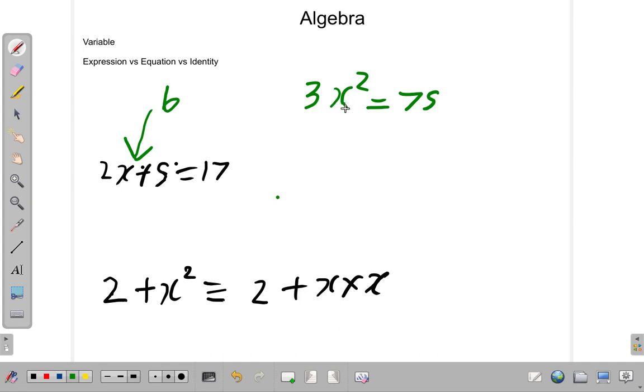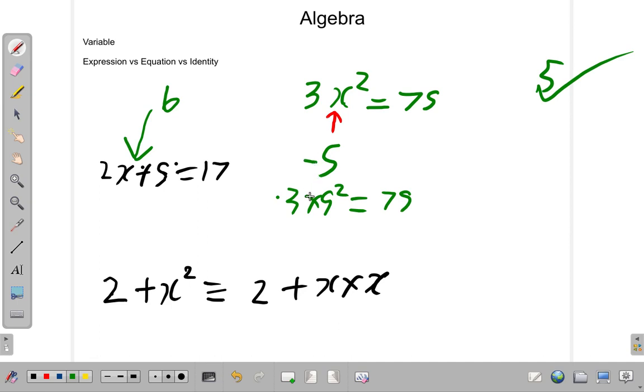Suppose we put 5 for x. Try 5. Would it work? Let me see. 3 times 5 squared is equal to, no, 5 squared is 25. 25 by 3 is 75. So 5 will work.